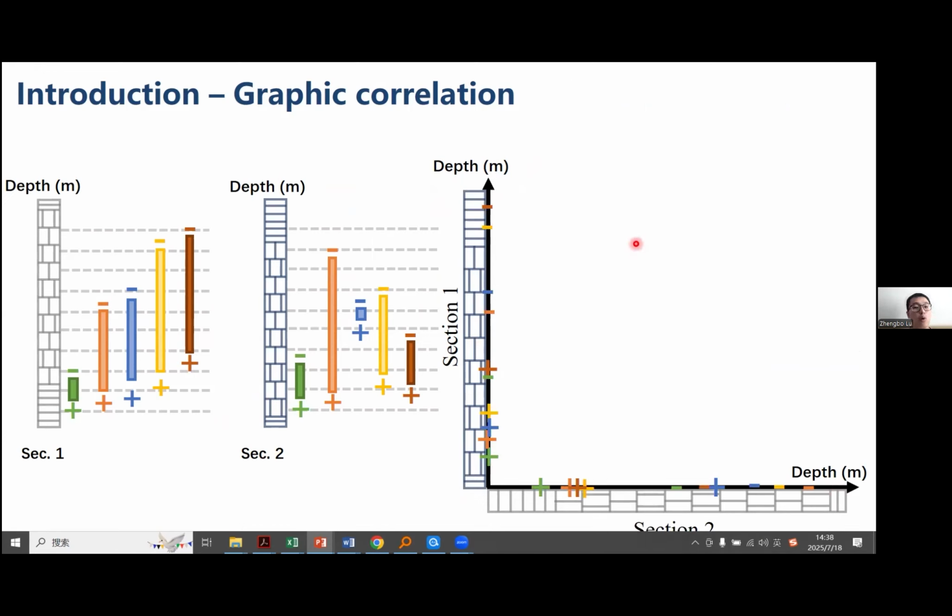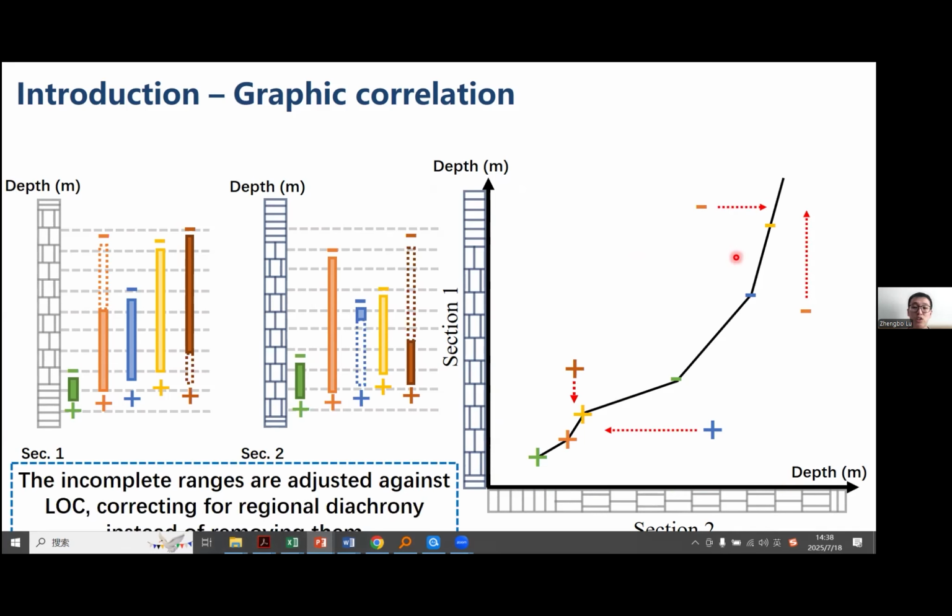And then since we already know the depths of each bio-events in each section, we could draw them into these two-axis plots like this. And the most important step of the graphic correlation is to find out a line of correlation to show the temporal consistency between those two sections, as shown by the black line in the right figure.